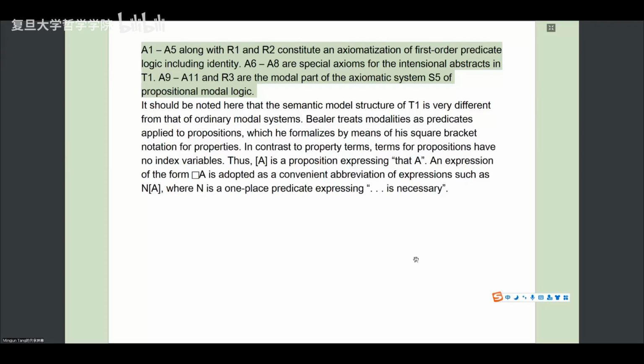This is quite interesting. And that's why we must be a little bit careful when we read something like box A in this system. This is not to be understood in the ordinary sense. It means something different. It means necessary that A. It's just a shorthand. So then we can take the next slide.